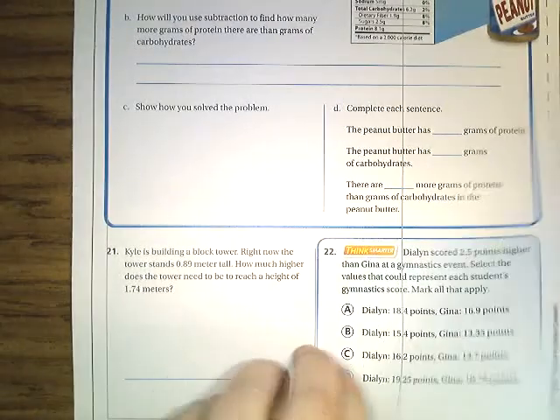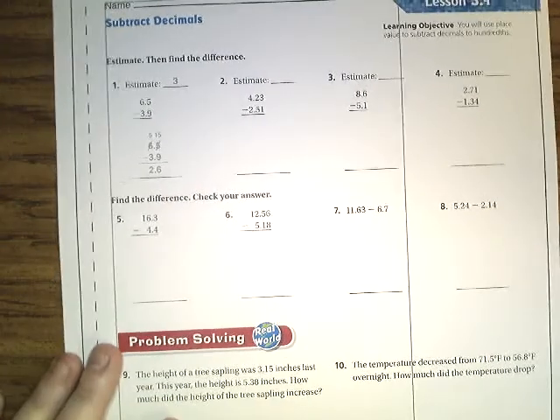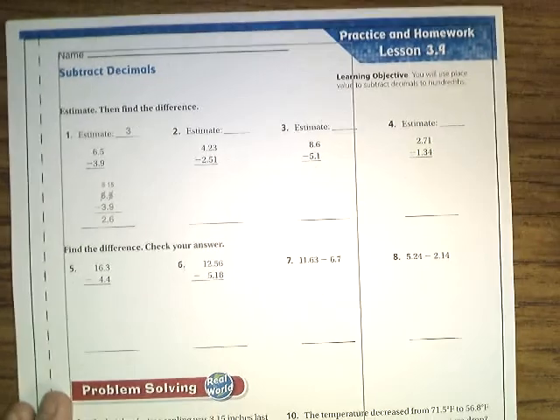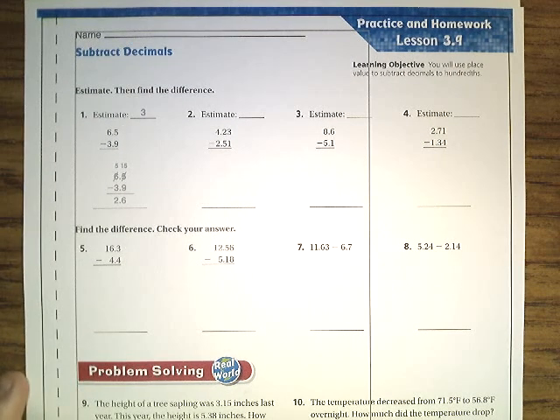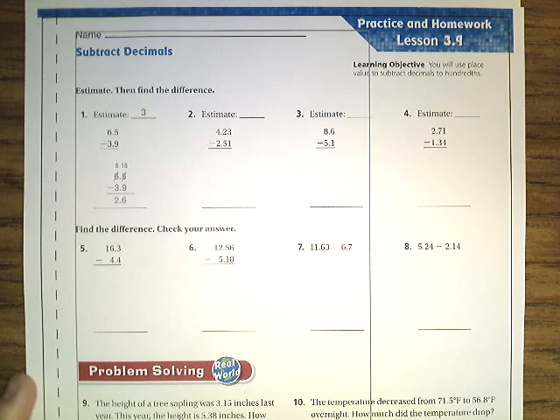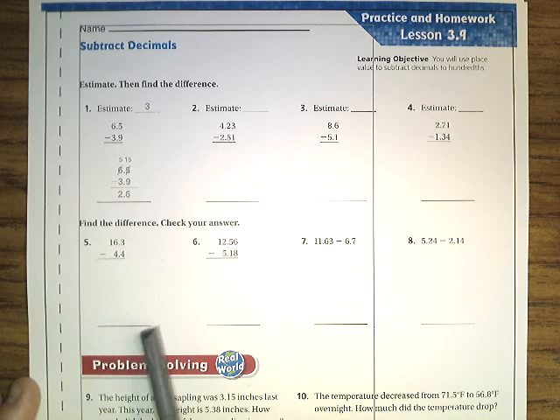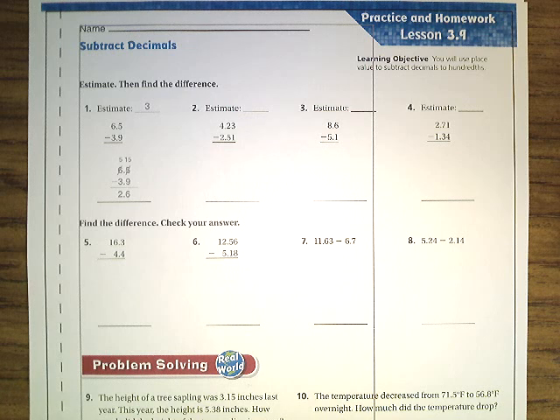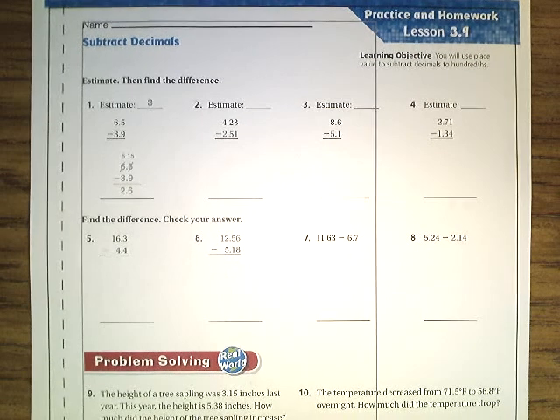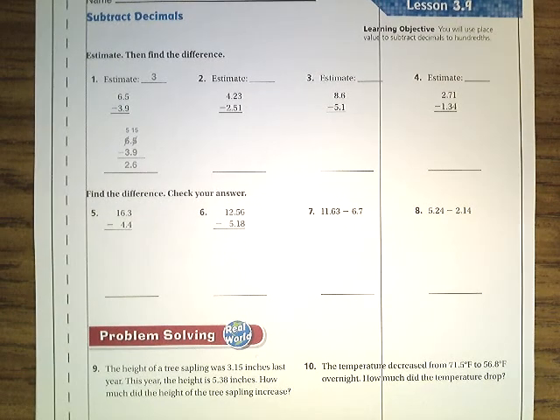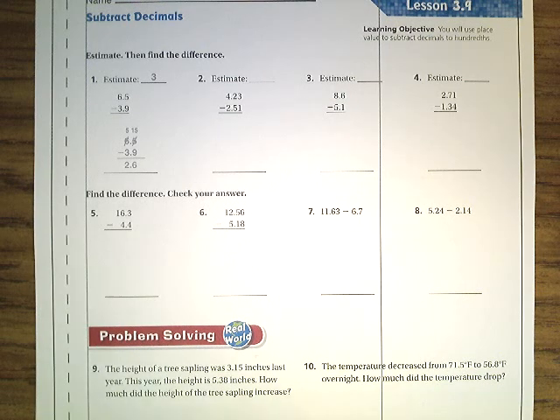We're going to go ahead and look at our practice and homework for this lesson. Your practice and homework is on page number 205. Some of them, 1 through 4, have you estimate, then find the difference. And then down here in 5 through 8, it says to find the difference and to check your answer. So there's 2 parts to both sets of those questions. I'm going to tell you which numbers you're going to be doing on page number 205. You're going to circle them as you go, and then put them in the Google form and submit your homework answers, okay?